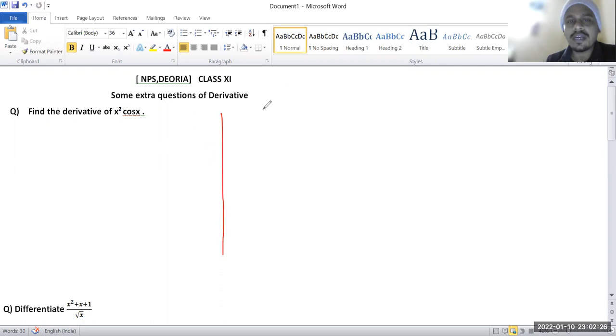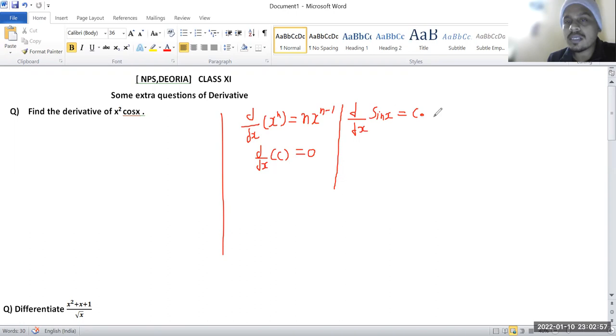That is d by dx of x to the power n, that is n x to the power n minus 1. And also the second formula, differentiation of a constant function is 0. And some trigonometric functions, like d by dx of sin x is cos x, d by dx of cos x is minus sin x.